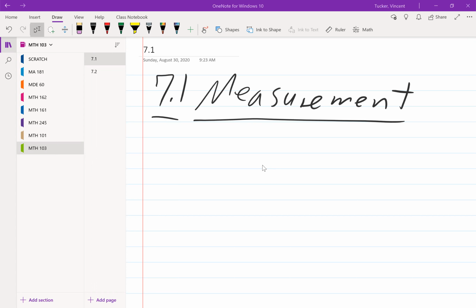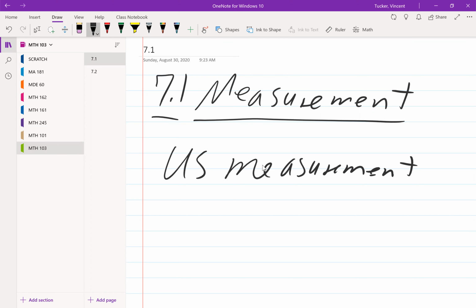This lecture discussion is going to be on measurements. Section 5.1 in your books starts off with U.S. measurement. These measurements are only really used in the U.S., or used in the U.S. mainly. I'll say it like that.